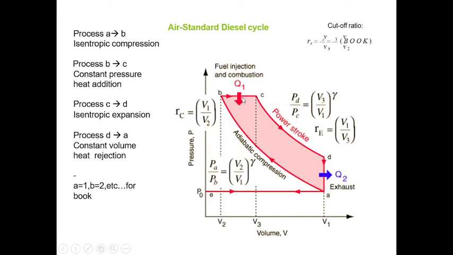B to C is constant pressure. So from process B to C is the constant pressure heat addition, where the heat is added for the combustion. Then from process C to D is isentropic expansion, same entropy, but it is expanding, so the volume varies. So from process D to A is the constant volume heat rejection. So the temperature decreases. It is where the heat is rejected.